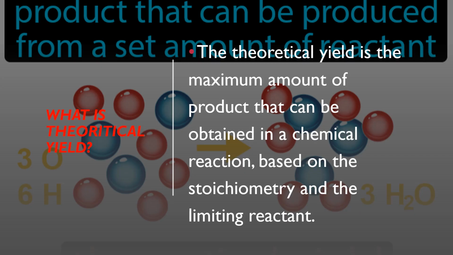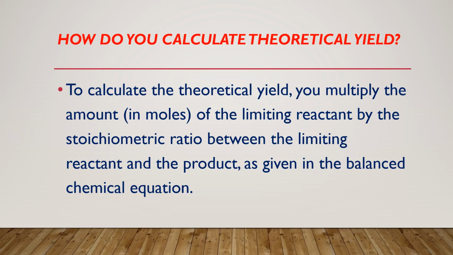What is theoretical yield? The theoretical yield is the maximum amount of product that can be obtained in a chemical reaction based on the stoichiometry and the limiting reactant. How do you calculate theoretical yield? To calculate the theoretical yield, you multiply the amount in moles of the limiting reactant by the stoichiometric ratio between the limiting reactant and the product, as given in the balanced chemical equation.